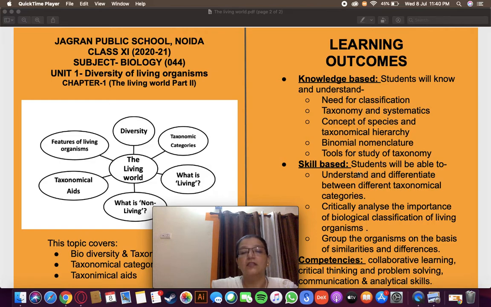The skill-based outcomes that you will develop after today's class: you will be able to understand and differentiate between different taxonomical categories like kingdom, phylum, genus, order, class, and species, etc. You will also be able to critically analyze the importance of biological classification of living organisms. You will be able to group organisms on the basis of similarities and differences as per systematics.